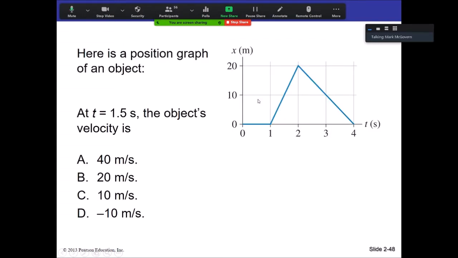Question for you here. This is a position versus time graph. At 1.5 seconds, what is the object's velocity? At 1.5 seconds. Letter in the chat.